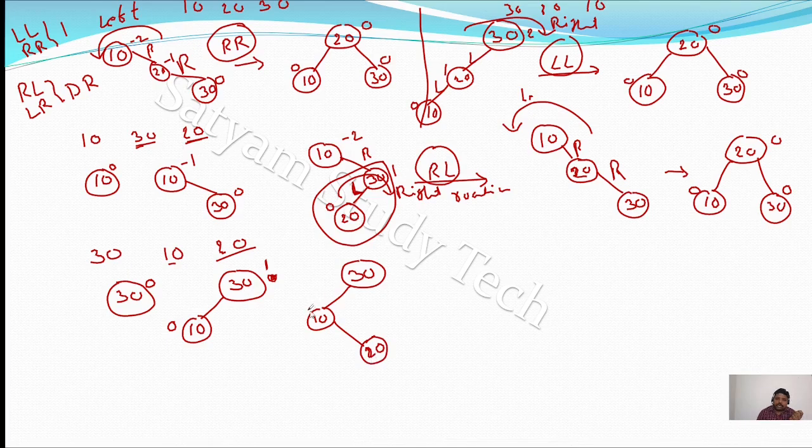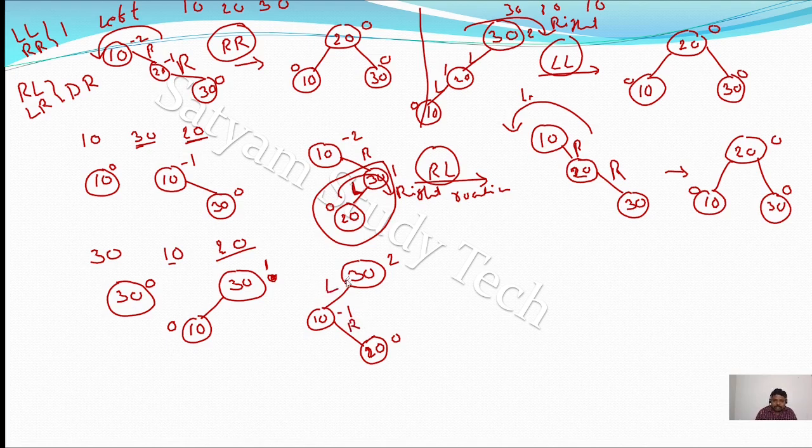Okay, now you can see the balance factor of 20 is 0, right? The balance factor of 10: there is no left subtree, so 0, and the right subtree height is 1, so height of the left subtree minus height of the right subtree is minus 1. Here the height of the right subtree is 0, and the left subtree height is 2, right? This is one level, this is the second level, so it is 2. So it is not balanced.